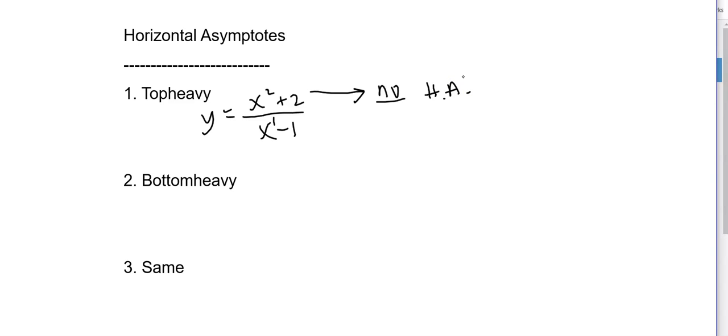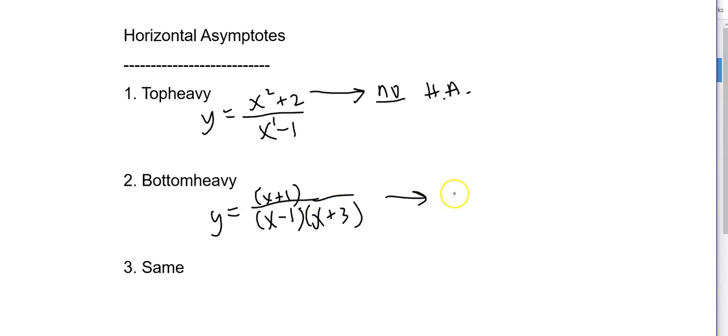You might have 2 factors on top and 1 on the bottom. So let's look at one that is bottom heavy. In this case, you might have x plus 1 in the numerator, x minus 1 times x plus 3 in the denominator. So this has a degree of 2 in the denominator, a degree of 1 in the numerator. And so when it's bottom heavy, there is always a horizontal asymptote at y equals 0. So it's like the x-axis is basically the horizontal asymptote.